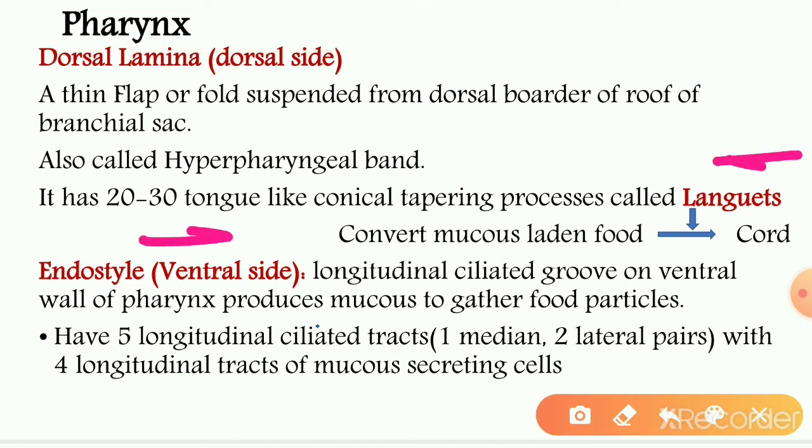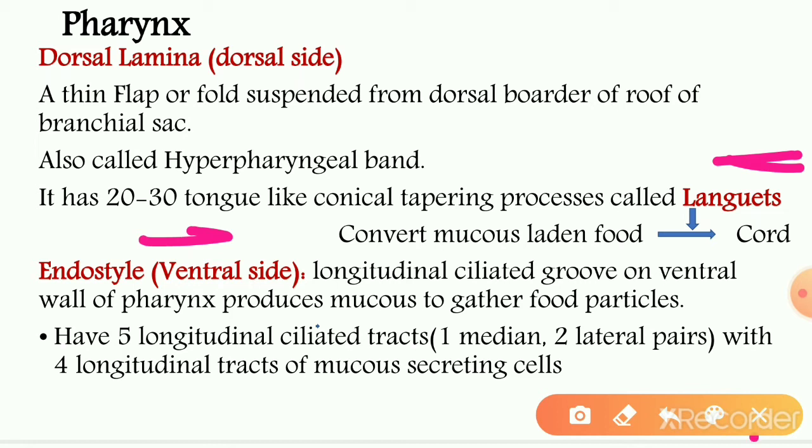These are called languets. What is the function of these languets? These convert mucus-laden food into cord. Cord means a bowl-like structure of the food. That is, it converts mucus-laden food into the cord.